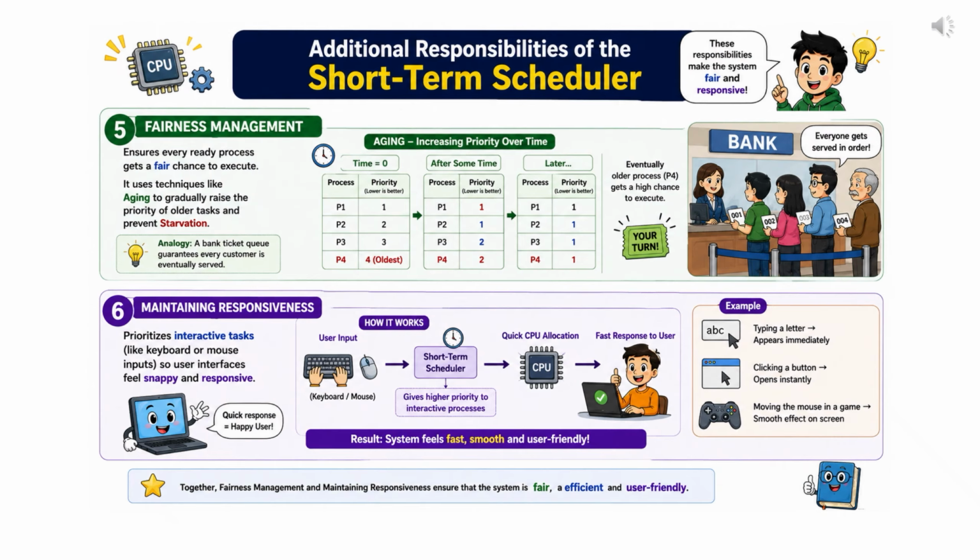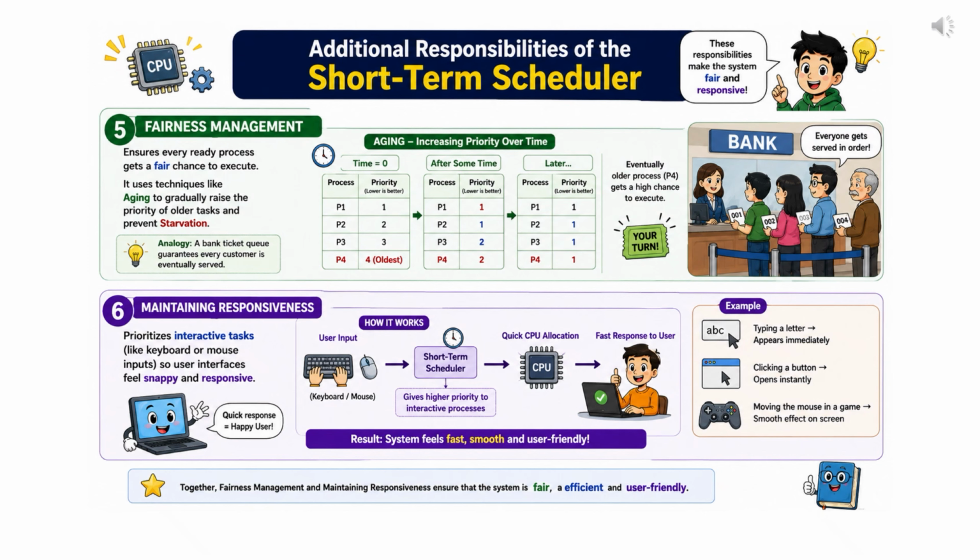Let's continue exploring the responsibilities of the short-term scheduler. Apart from allocating the CPU, it also ensures fairness among all processes. Every process should eventually get a chance to execute. Without fairness, some low-priority processes might never receive CPU time, a situation known as starvation. To solve this problem, operating systems often use a technique called aging. In aging, the priority of a waiting process gradually increases over time. Eventually, every process gets its turn.